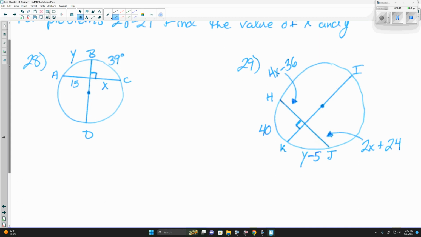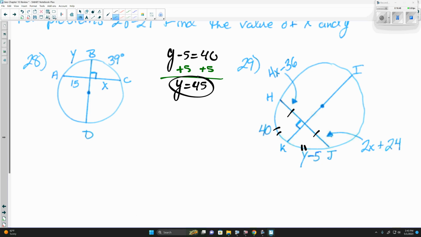28 and 29, which one do we want to look at? 29. If the diameter intersects a chord and makes a right angle as perpendicular, it bisects not only the chord but the arc. So these two chords, or parts of the chords, are going to be congruent. The two arcs are also going to be congruent. So y minus 5 is going to equal 40 plus 5, 45.